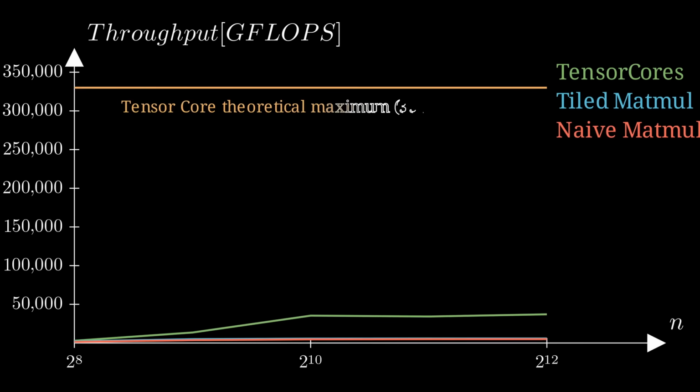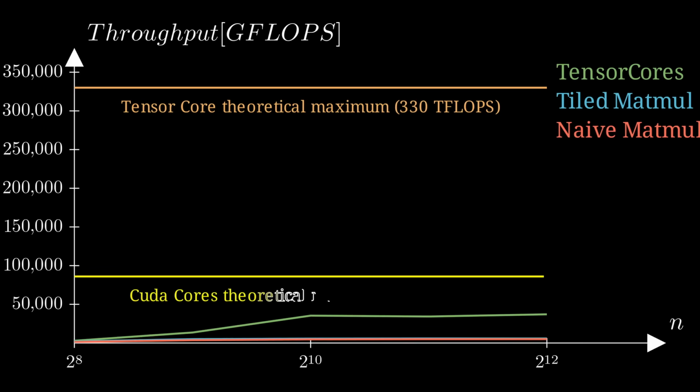But to be completely honest with you, if we zoom out on our graph, we can see that we are only slightly above 10% of what the hardware is capable of. In fact, we have not even reached the theoretical maximum of what the GPU can do without using tensor cores. But filling this gap will be a topic of future videos.